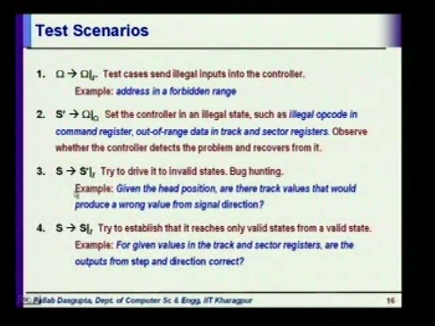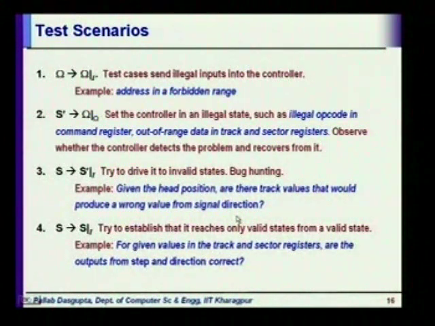Then suppose we want to try to drive it into invalid states, which is the third category. So, given the head position, we are trying to figure out, are there track values that would produce a wrong value from signal direction. The direction is the direction in which the head moves, okay.